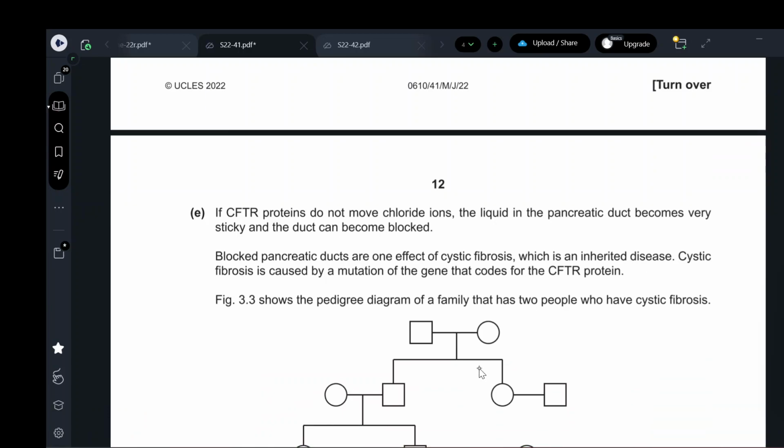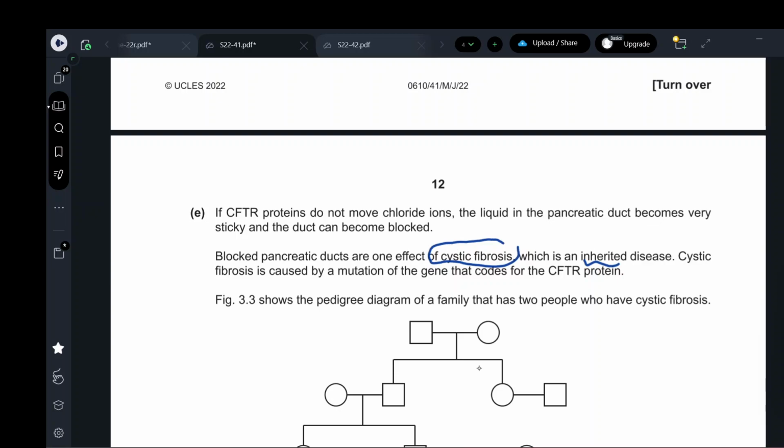He then jumped to another chapter, the inheritance chapter. If the CFTR proteins do not move chloride ions, the liquid in the pancreatic duct becomes very sticky and the duct can become blocked. Blocked ducts are one effect of cystic fibrosis, which is an inherited disease.